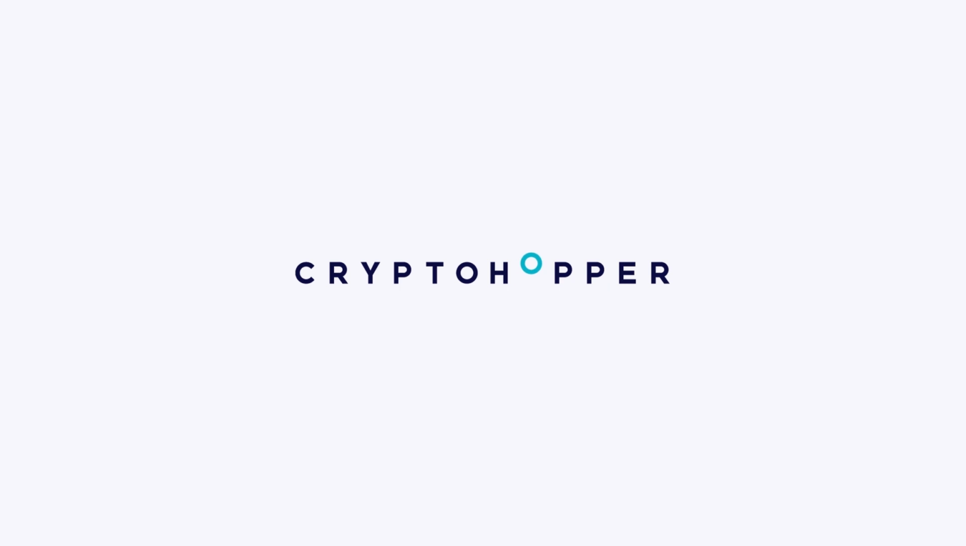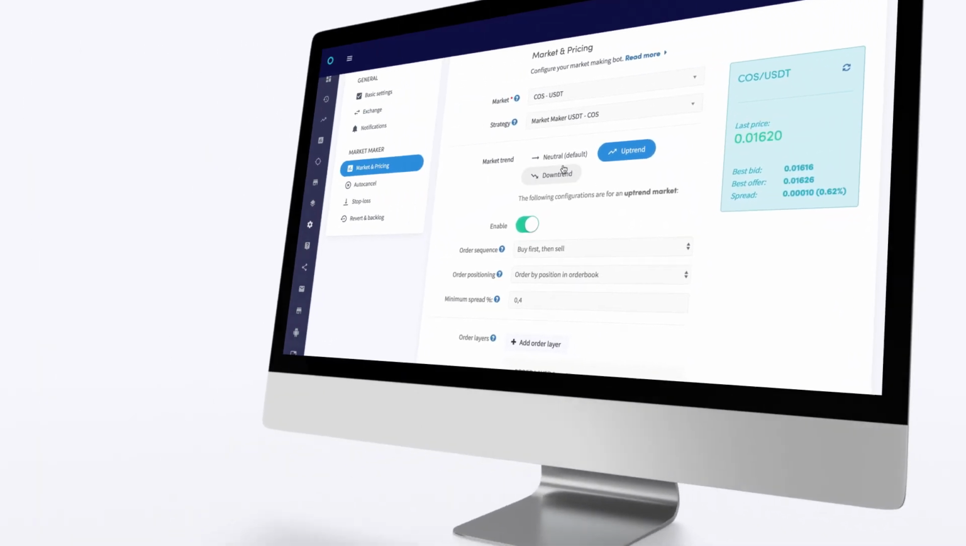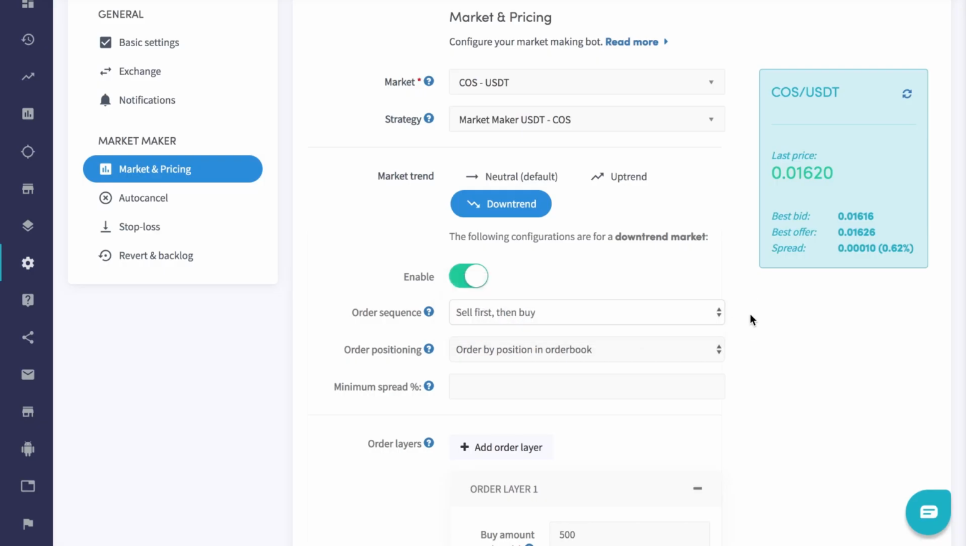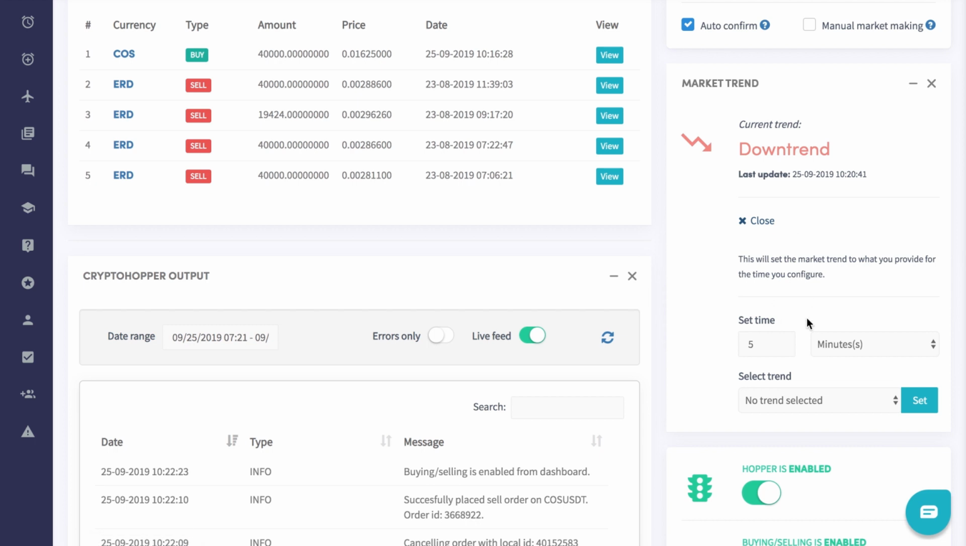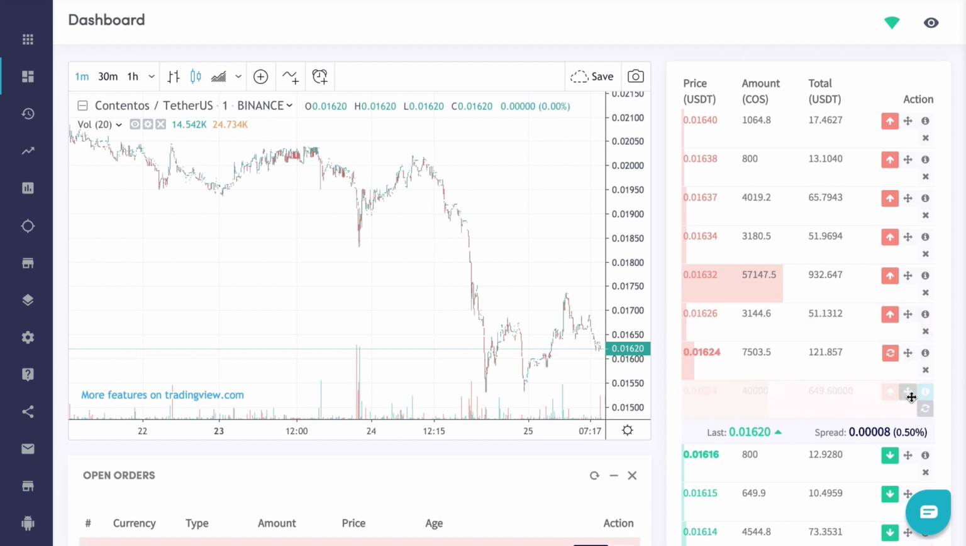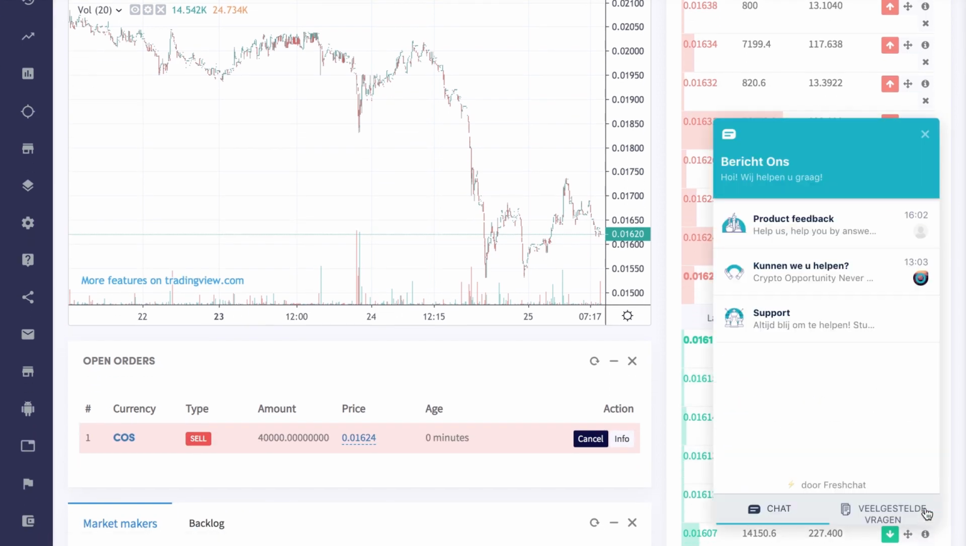With Cryptohopper, it's possible to have different strategies for different market trends. With downtrend markets, there's a different strategy necessary than with the sideways or uptrend market. Cryptohopper is the first market-making bot that can automatically adjust your market maker based on the current market trend. Market makers often try to scan for markets with bigger spreads, so there's more profit to be made. Cryptohopper offers a clear overview of the markets and its spread, so you're always able to pick the right market for you.